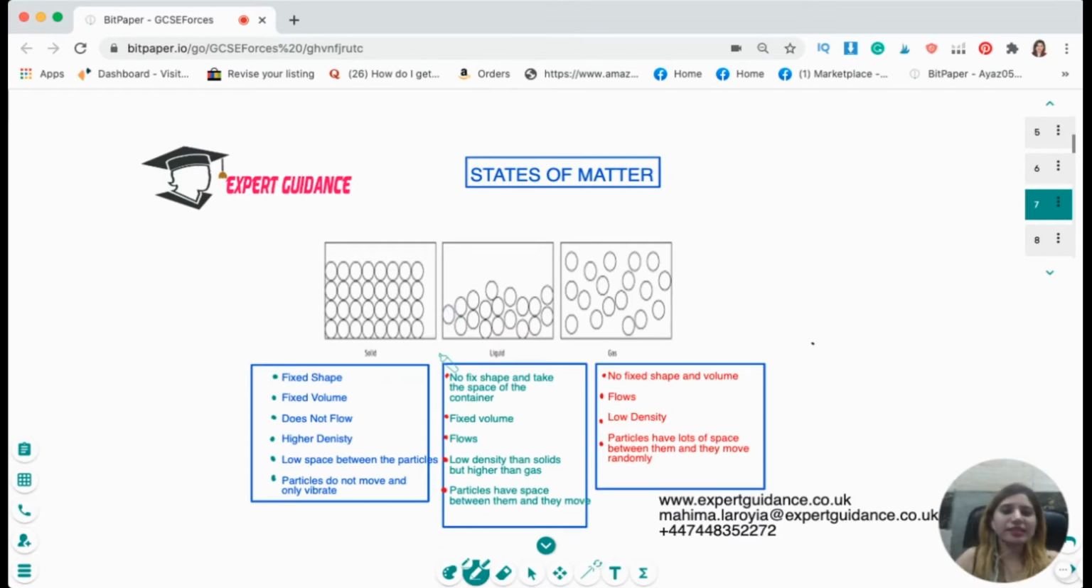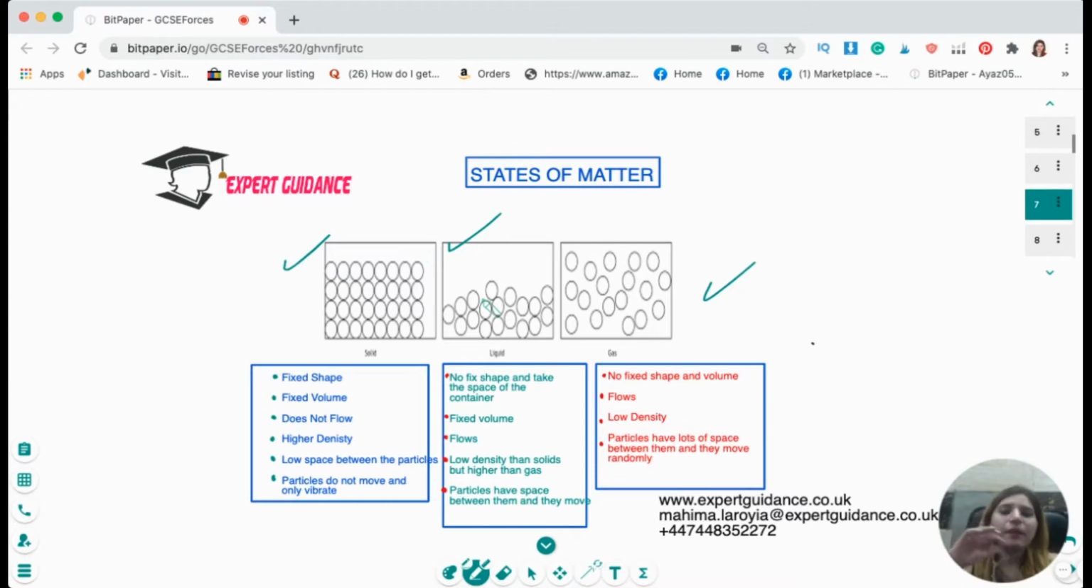Now let's come to states of matter. This states of matter is common to chemistry and physics. So we have 3 states of matter. We can look here. These are solids, liquids, and gases. This particle arrangement is very important for you to understand: in solid, all the particles are joined together and there's very little space between the particles.